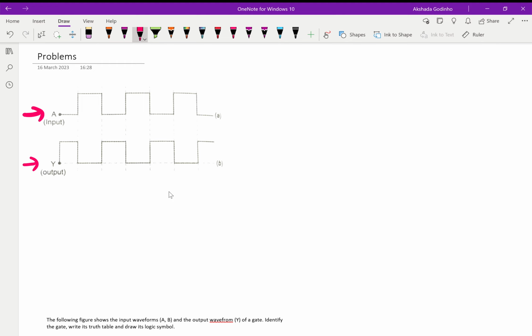So we will do a truth table with the values. Remember that for a wavefront that they're showing here, this high level will be called 1 and the low level will be given a value of 0. So we will put our input values. Let us write input and our output, which is given as Y, and let's start writing the values down.